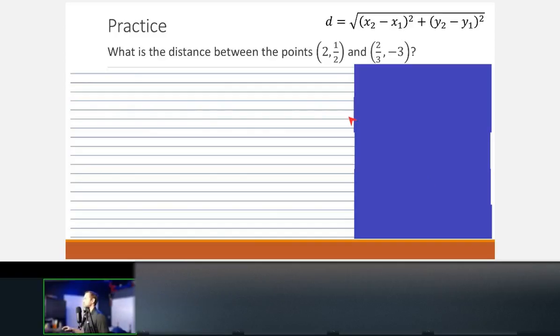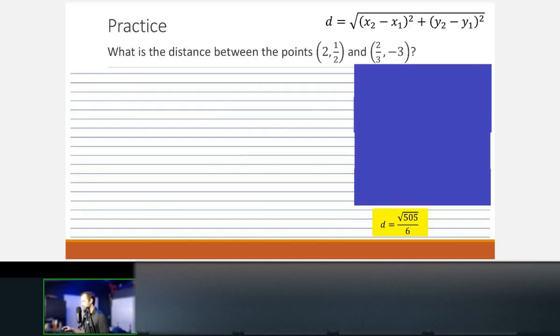So let's take a look. This is the final answer. People who wrote that in chat, which is quite a few of you, did put that answer. Again, who got that correct? We got radical 505 all over 6. All right, so let's figure out where mistakes were made. I'm just taking note of the ones that did not get it correct. Mistakes were made.